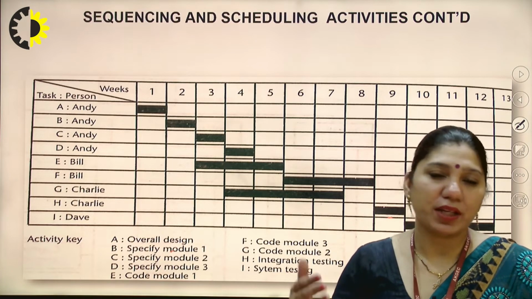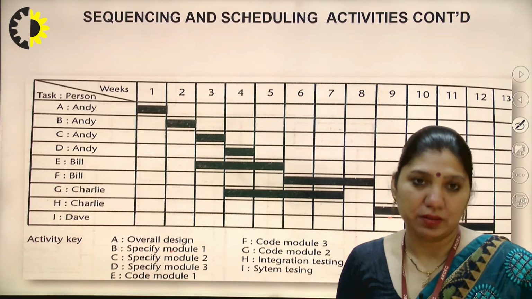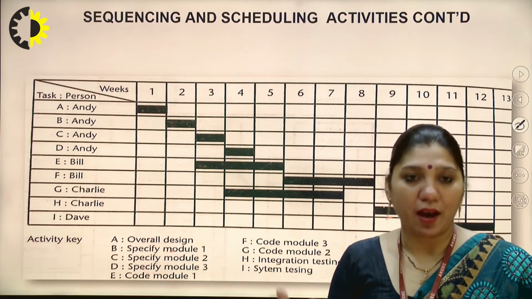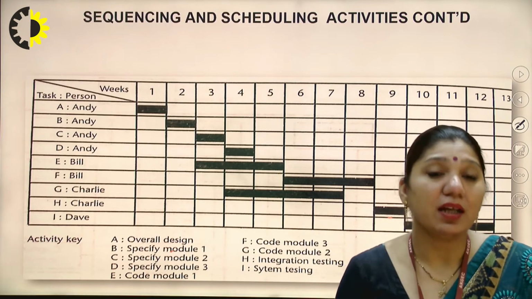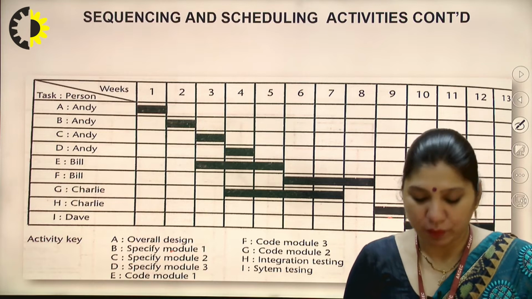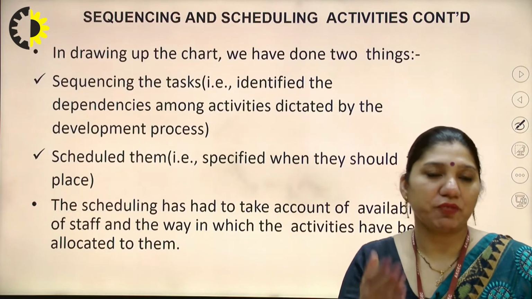They are not parallel. We cannot execute all the activities in parallel, isn't it? We have to identify the dependencies, calculate what the dependencies are, then plan out which activity should be performed when. Clear, everyone? A similar statement is defined here itself.